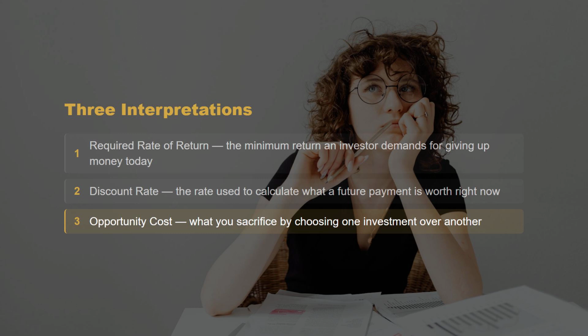Interpretation 3. An opportunity cost. This is what I give up by choosing one investment over another. If I lend to you at 5%, I cannot simultaneously invest that same money in a treasury bond at 5%. The interest rate measures what I sacrifice.